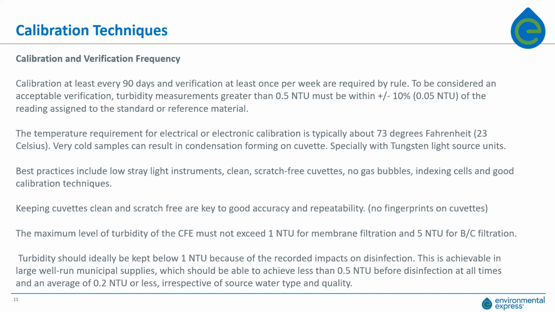The maximum level of turbidity of the CFE must not exceed 1 NTU for membrane filtration and 5 NTU for gravity filtration. Turbidity should ideally be kept below 1 NTU because of the recorded impacts on disinfection. As I mentioned, typically a water treatment plant will have a 0.5 to 1 NTU outflow, and that's achievable in most well-run plants and doesn't cause any interference in the disinfection process.